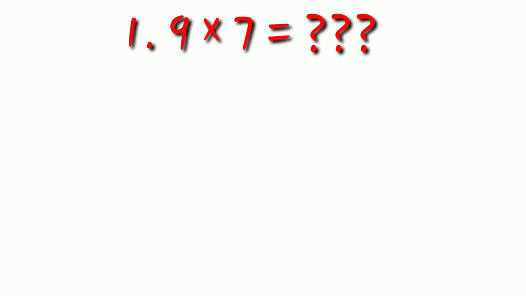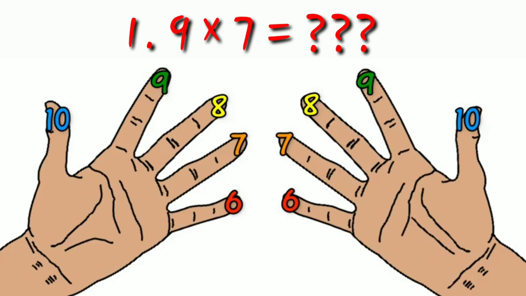The first question that was written over here was 9 into 7. So if you remember the table, you can easily write the answer as 9 sevens are 63. However, if you don't remember the table, then you have to follow the given steps. In step number 1, you have to open your fingers and mark the counting as 6, 7, 8, 9, 10 in both the hands.